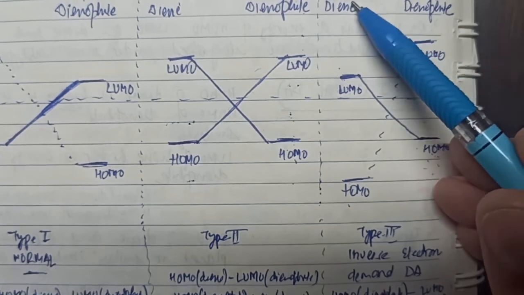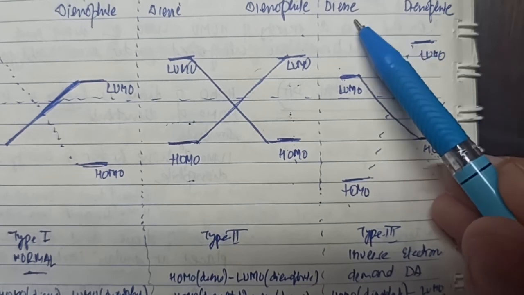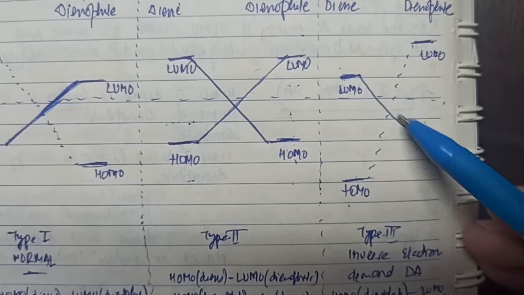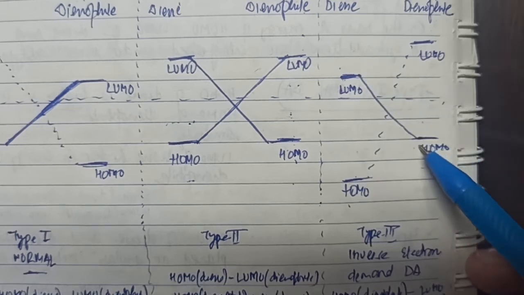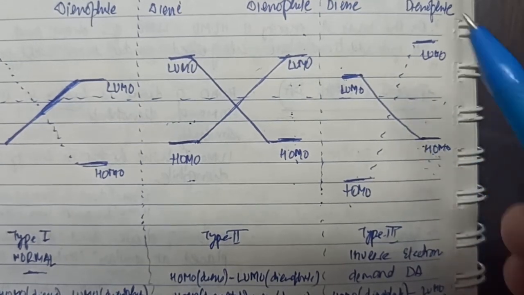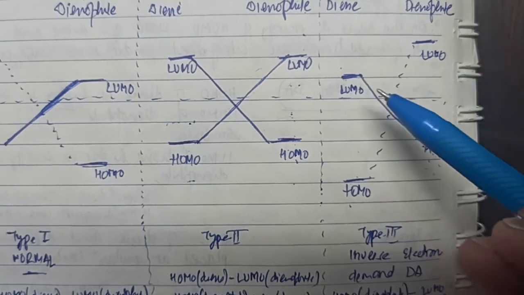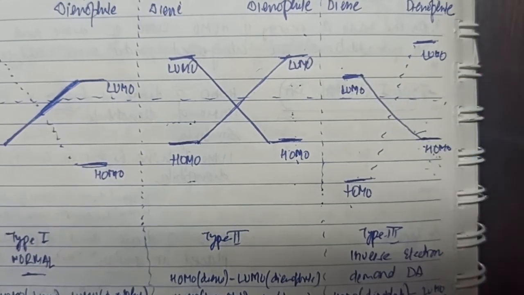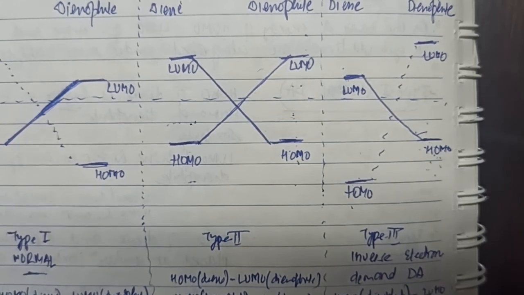Conversely, if you substitute the diene with an electron donating group, HOMO goes up, LUMO goes up. If LUMO goes up, the energy gap increases, and in this case, this reaction slows down. Conversely, if you substitute the diene with an electron withdrawing group, LUMO goes down. If LUMO goes down, the energy gap decreases, and the reaction speeds up. Therefore, the speed of the reaction would be controlled on the basis of the type of cycloaddition reactions we are discussing.